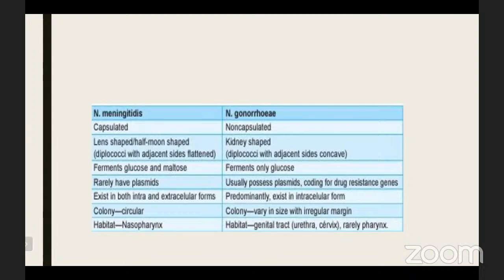Neisseria meningitidis will rarely have plasmid. Neisseria gonorrhoeae usually will have plasmid coding for drug-resistant genes. Neisseria meningitidis will exist both in intracellular and extracellular forms. Neisseria gonorrhoeae will exist only in intracellular form. Neisseria meningitidis, the colony is circular. In Neisseria gonorrhoeae, the colony will vary in size with irregular margin. Neisseria meningitidis habitat is the nasopharynx, and in Neisseria gonorrhoeae, habitat is the genital tract, mainly urethra and cervix. Rarely it is seen in the pharynx.